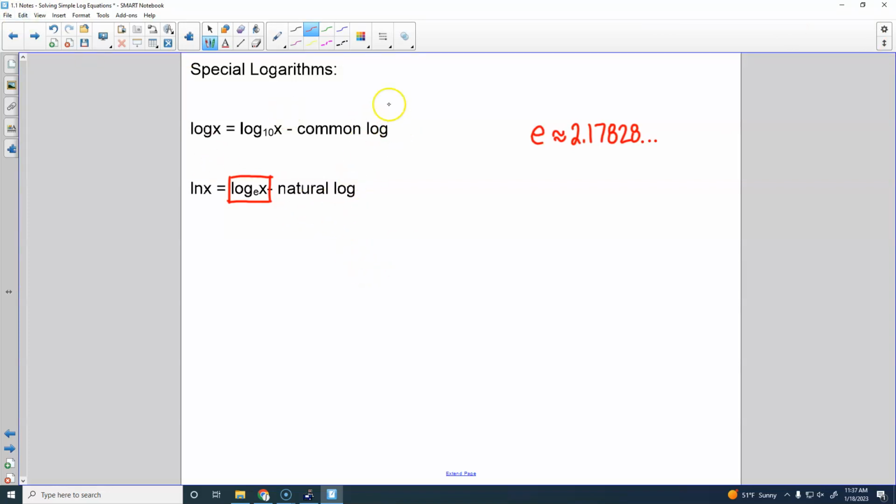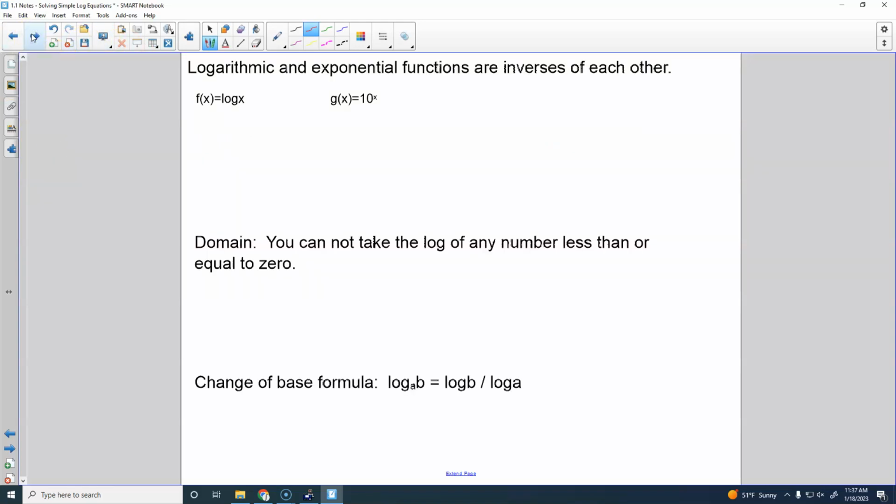Have you guys seen both of those before? I'm not asking if you remember every detail of it, but you've seen E before, and you've seen natural log, you've seen log without a base written. Getting nods, so that's good. All right.